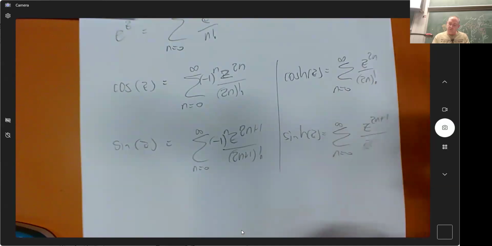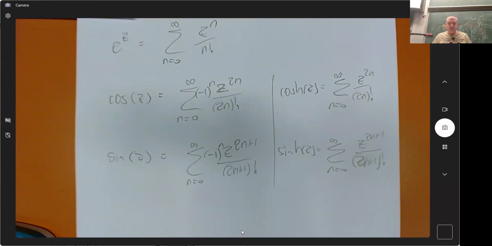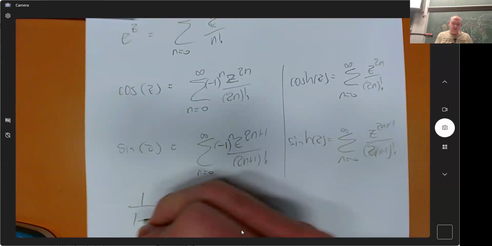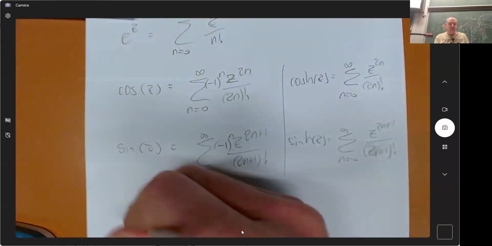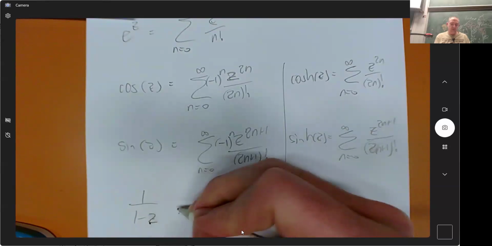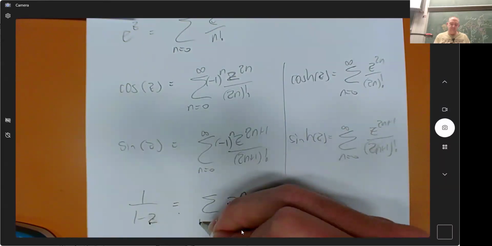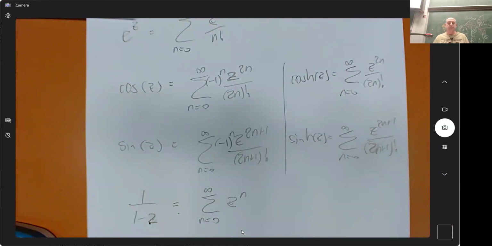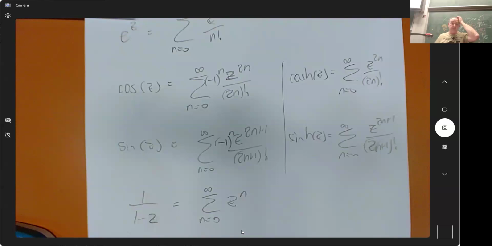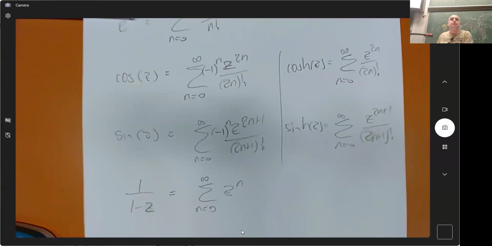That is not a z, that is a 2. And there's one more, which is famous, which is this: 1 over 1 minus z, which is the sum of z to the n. Geometric series. MCC lecturers traditionally expect you to know these. It's one of those things.